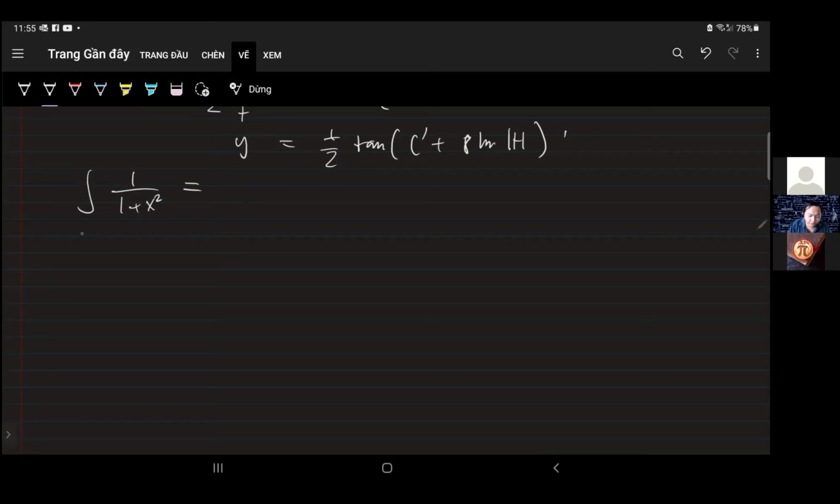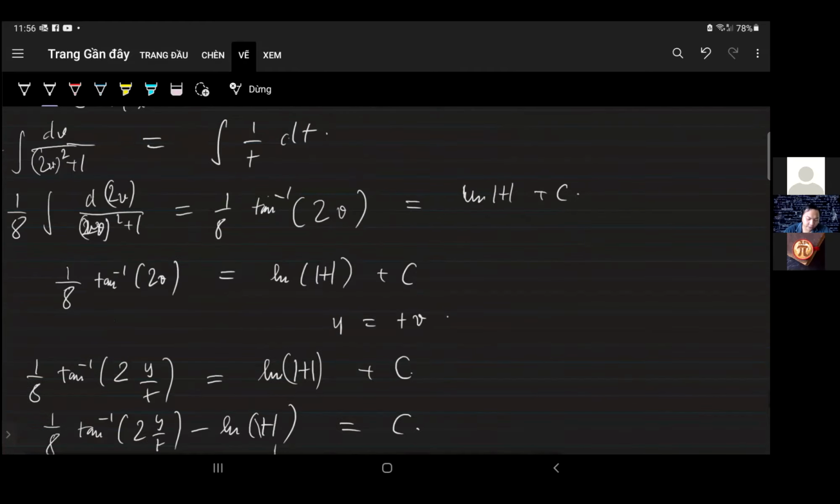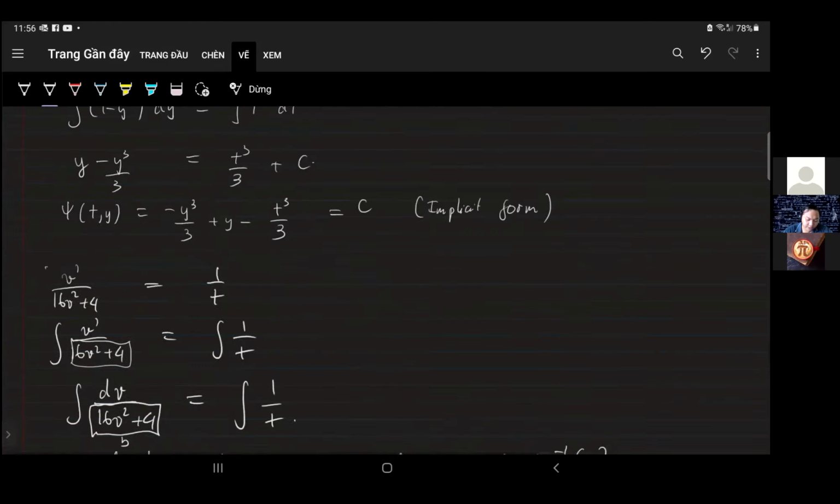The second thing you need to remember is about the partial fraction. This one cannot use the partial fraction technique, but something like this, 1 minus x squared, we can, because we can factorize it. We can write it in terms of 1 minus x multiplied by 1 plus x, and there we can do something like this. Okay, so they are different. But actually, if you study complex analysis, then they are the same. It's a different story.